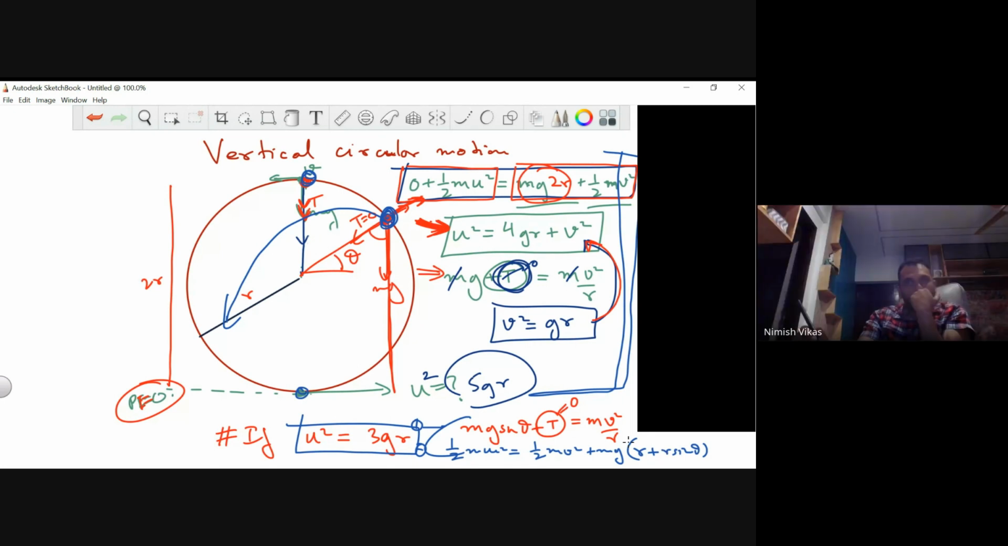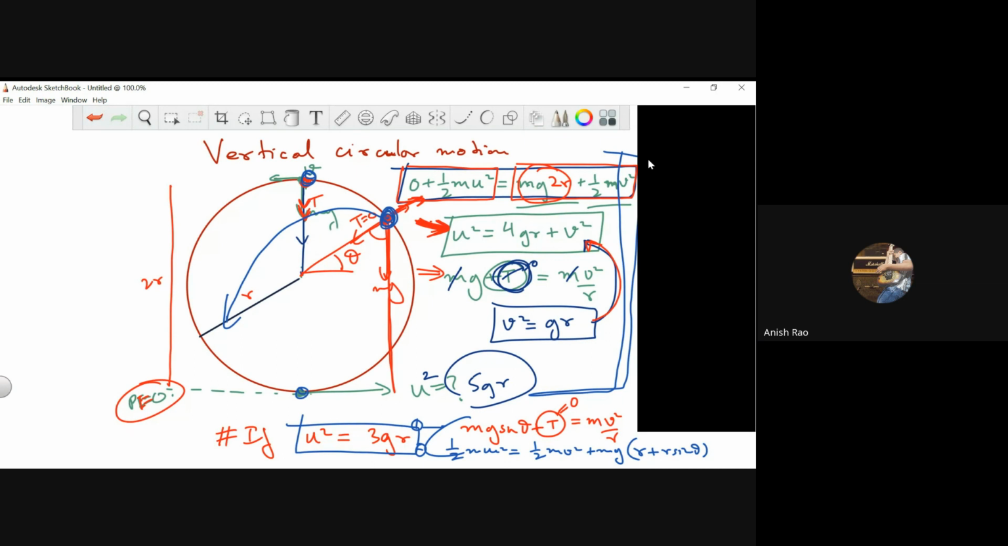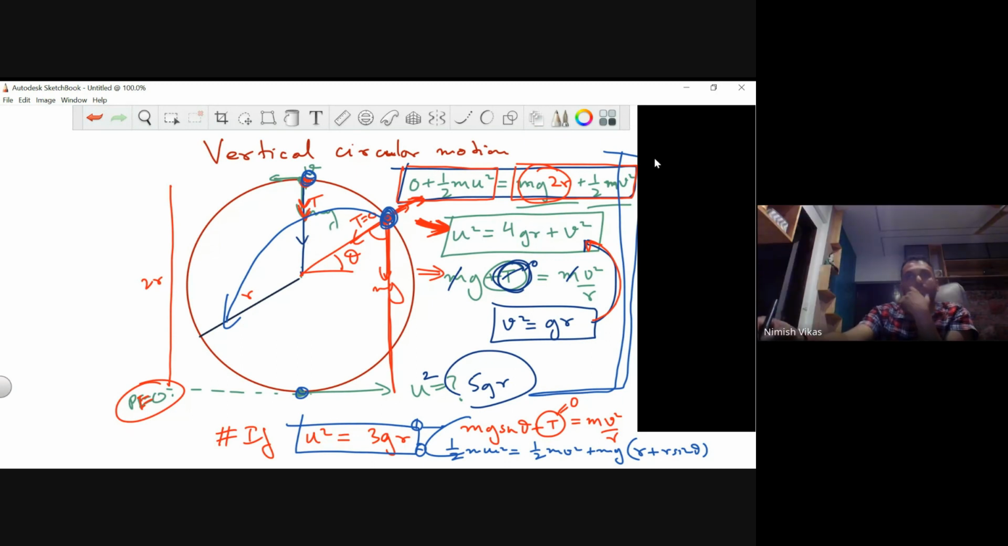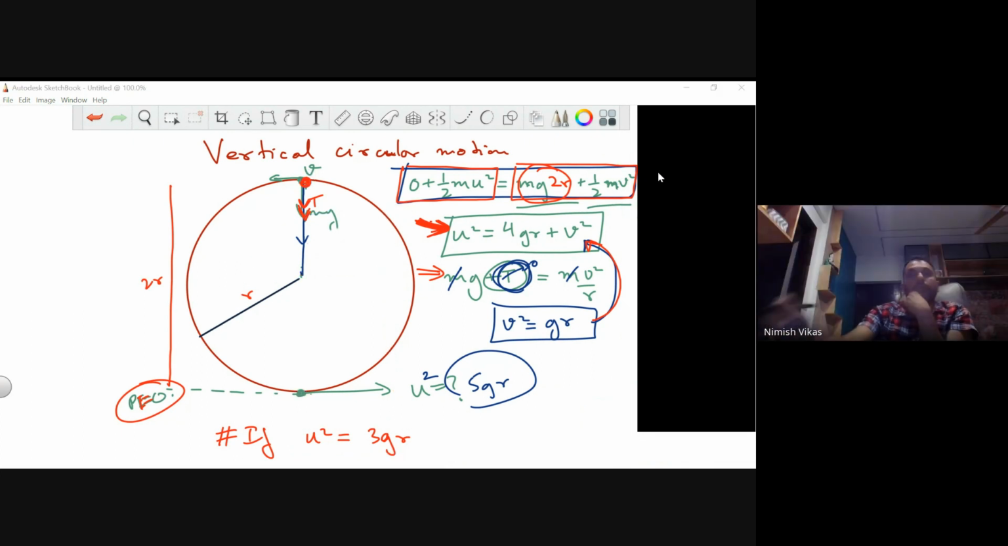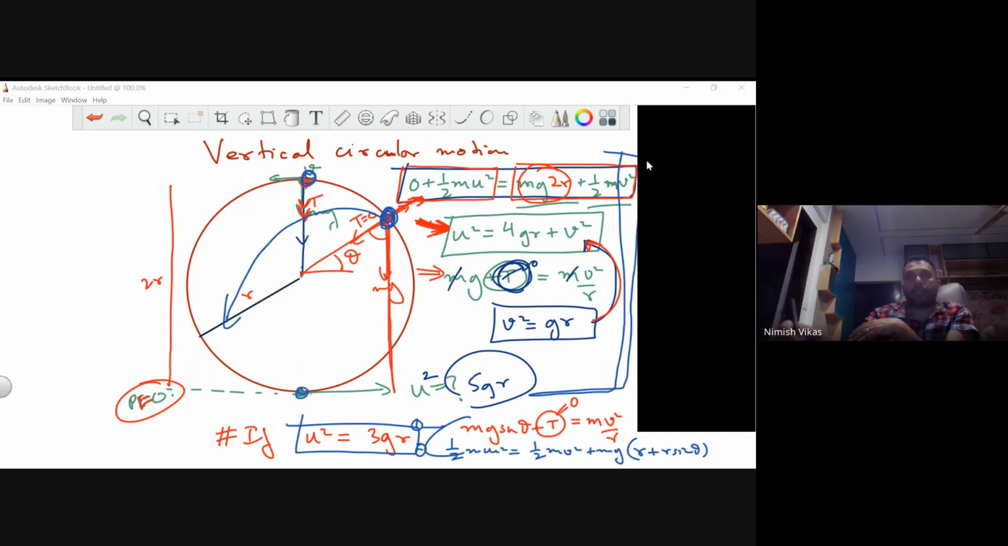Sir, can you explain the r plus r sin theta? No, I cannot do that. You have to write these two equations for that situation yourself. One is the energy equation, and one is the centripetal force equation, the net force towards the center. You'll get these two kinds of equations. Maybe I have written it wrong, maybe this is all incorrect. You write correctly: the energy and centripetal force equations.